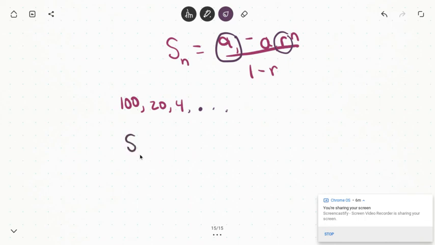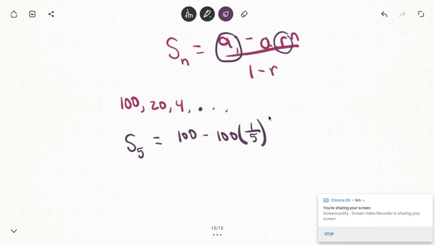So first 5 terms, first term is 100. 100 times the common ratio. So what are we multiplying by each time to get these values? Well, we're multiplying by a fraction because they're getting smaller. So 100 divided by 5 is 20, 20 divided by 5 is 4, and so forth. So our common ratio is 1/5.